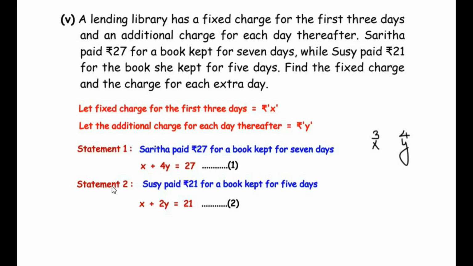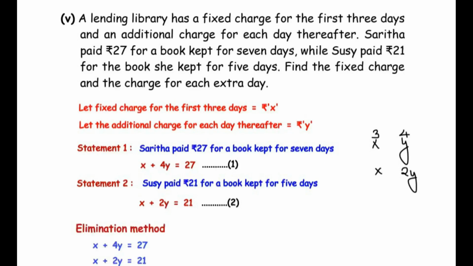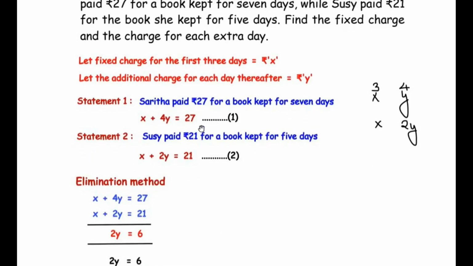Similarly, in the second statement, Susy paid 21 rupees for a book that she kept for 5 days. That means 3 days she is going to keep it, and additional she is going to keep it for 2 more days. So she has to pay 2 days and its additional charges. So the equation becomes X plus 2Y equal to the total amount she paid as 21 rupees. So let us consider this as equation 2. Now once we have got both the equations, let us begin with the elimination method.